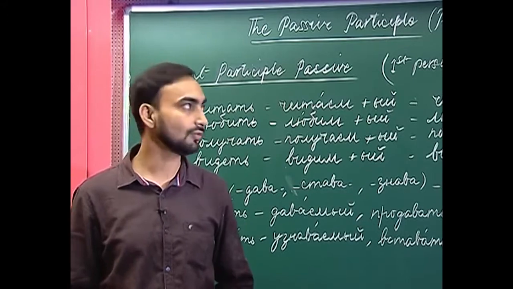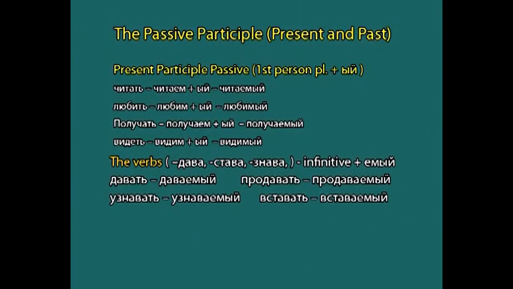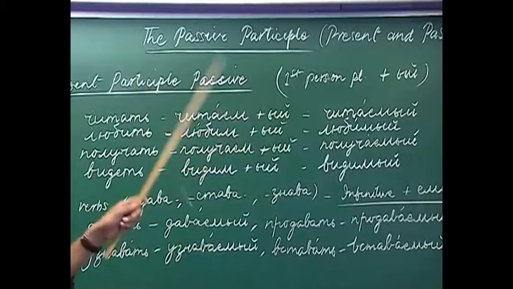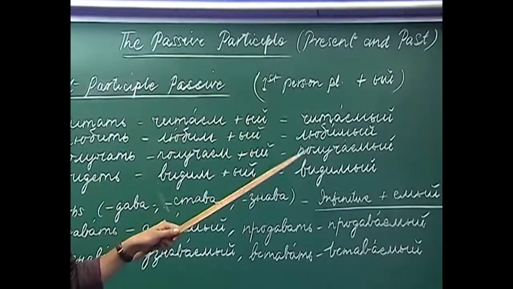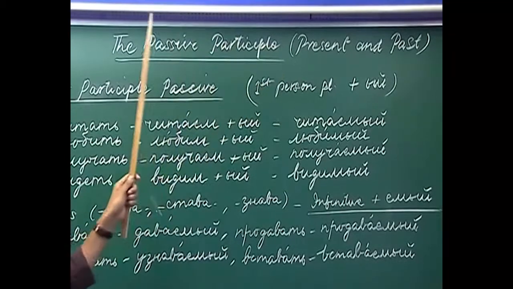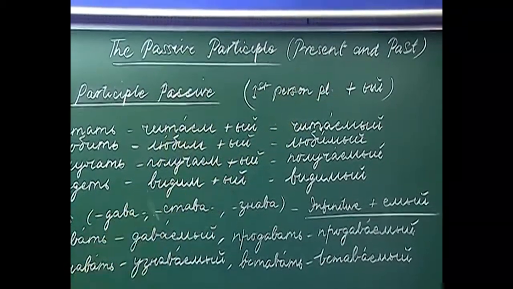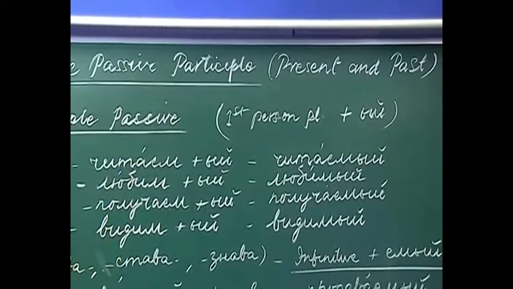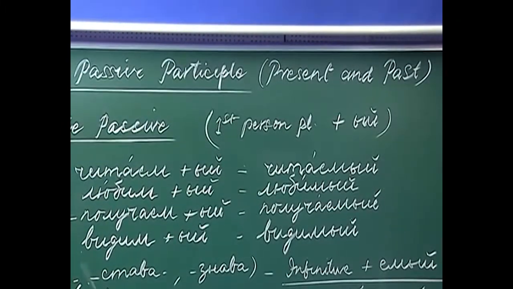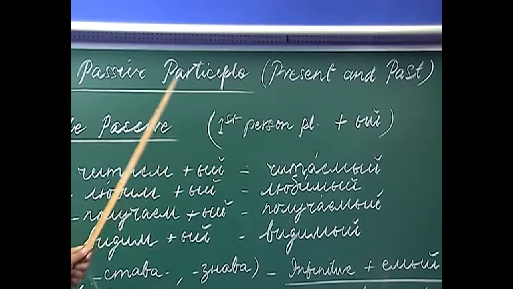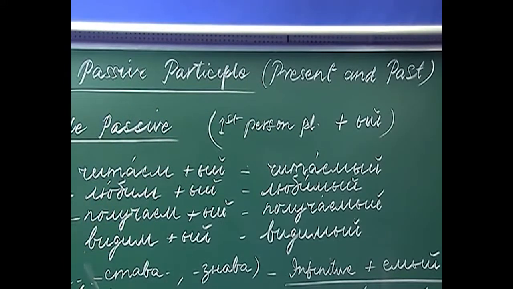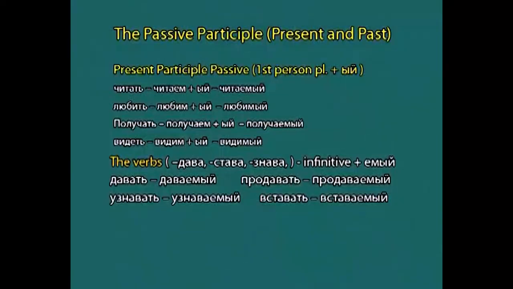Passive voice you already know. So, the passive participles denote an action in the passive voice. They are further classified into present participle passive and past participle passive. Present participle passive denotes an action in the present tense, and past participle passive denotes an action in the past tense. So, let us first discuss the present participle passive.